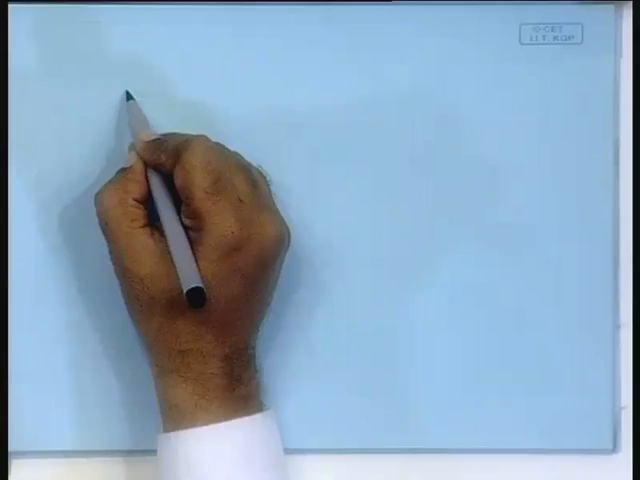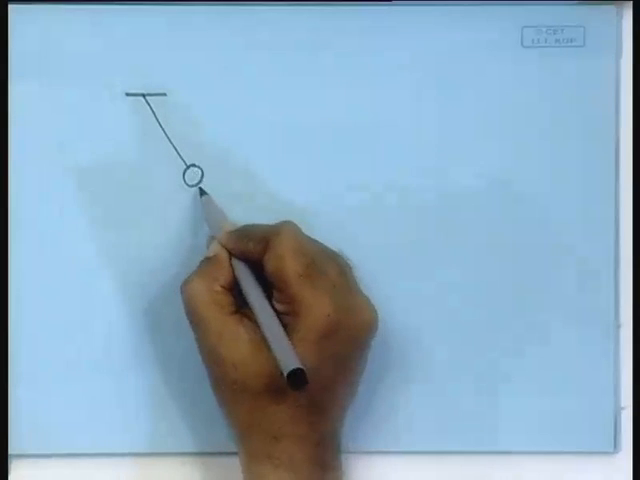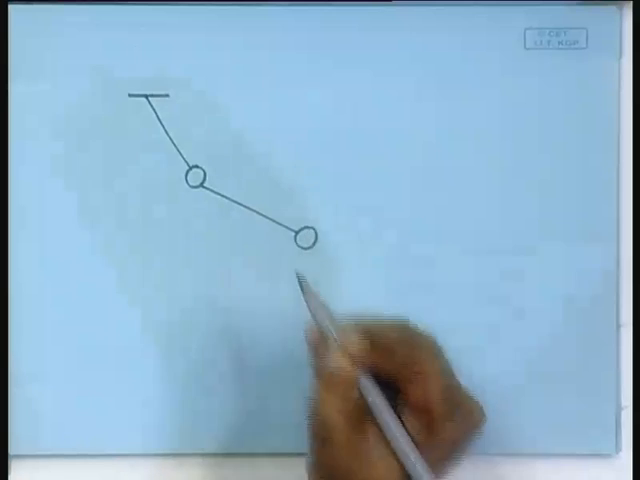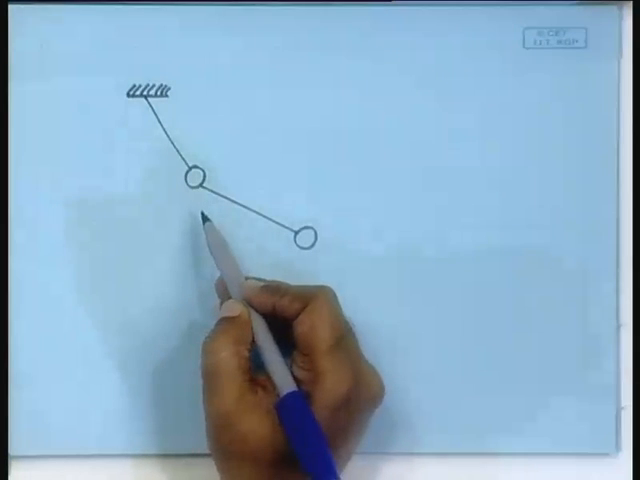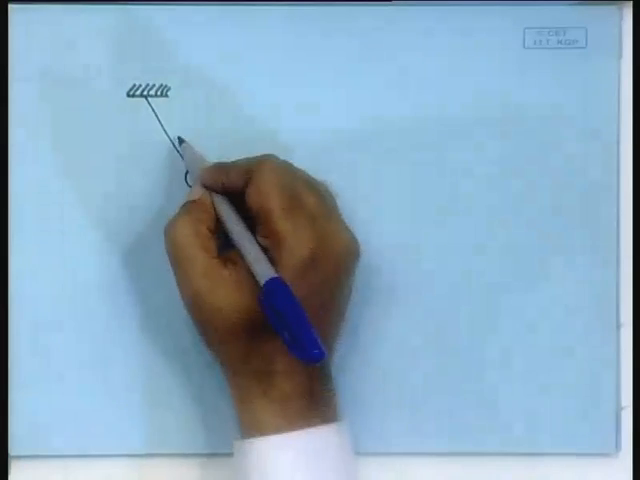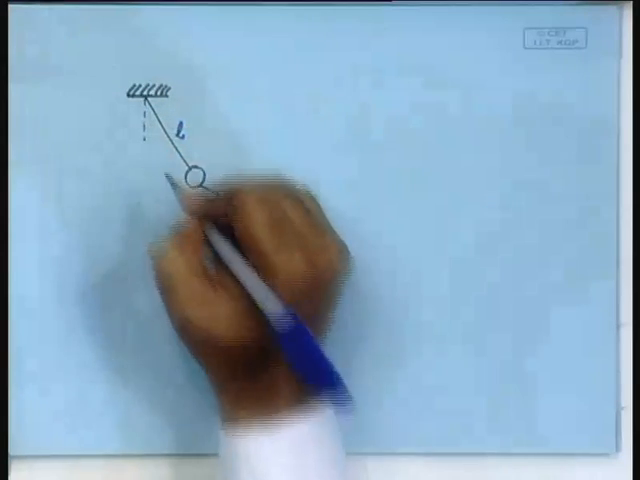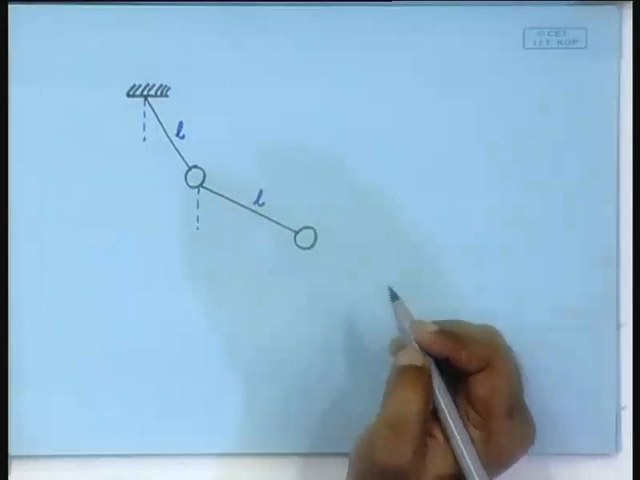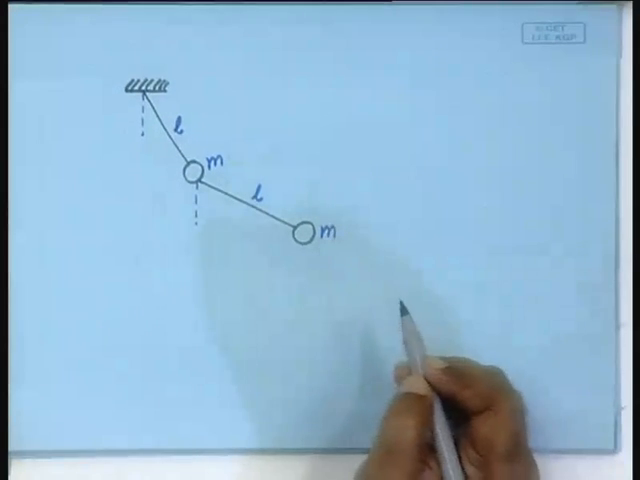Fine. So, let us take this problem. How will you do this? It is a double pendulum. Assume for the sake of simplicity that these two L's are the same, because I am more interested in your being able to derive it than the unnecessary complications. So, let these two masses be the same, that will make it simpler.